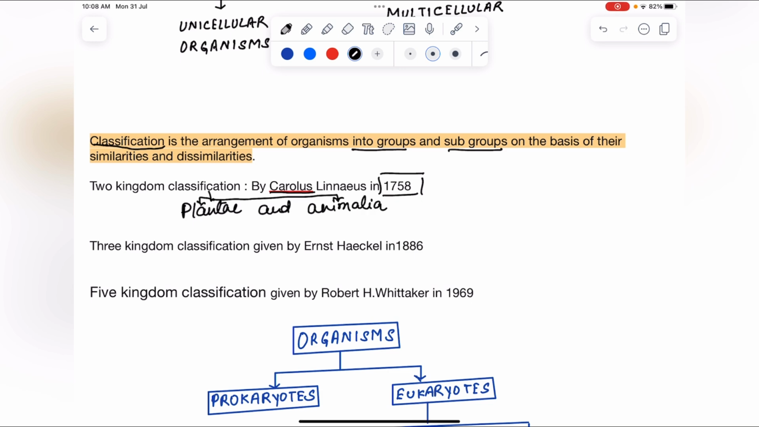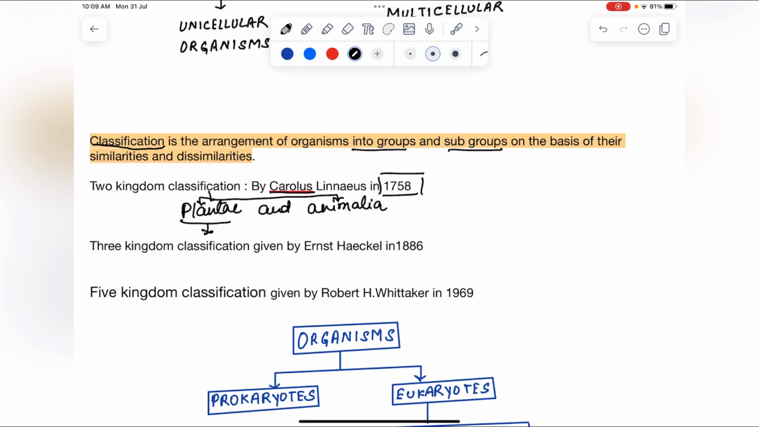So what will come under Plantae? He classified bacteria, lichen, fungi, bryophytes, ferns, and gymnosperms, all under Plantae. And in Animalia, the protozoans, sponges, hydra, insects, birds, octopus, fishes, and all mammals come under kingdom Animalia.